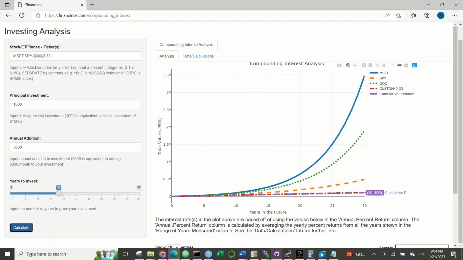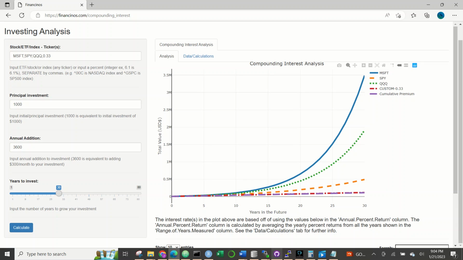After year 30, we will have $109,000 in our bank account. For our savings account, we will have $114,000. For SPY, if we invest in that stock, we will have $490,000. Pretty big difference. And if we invest in QQQ, we will have $1.9 million after 30 years. And for Microsoft, we will have $3.48 million after 30 years, which is a really big difference.